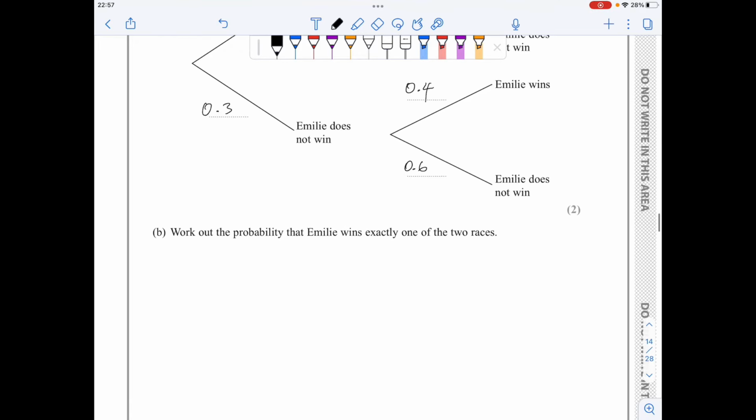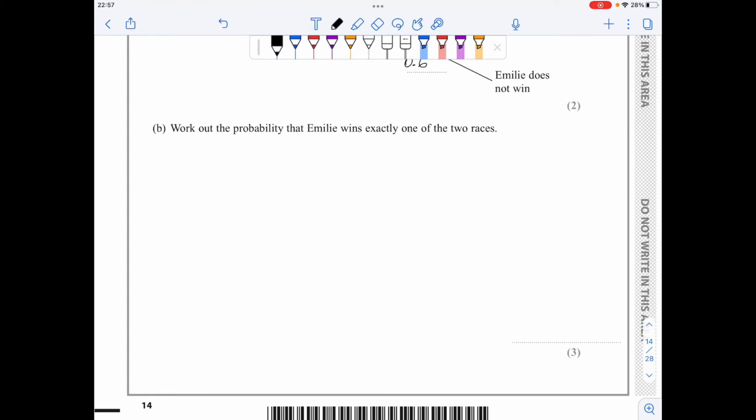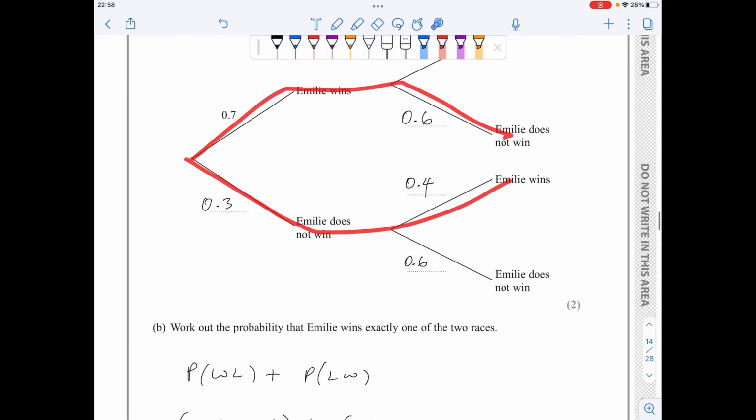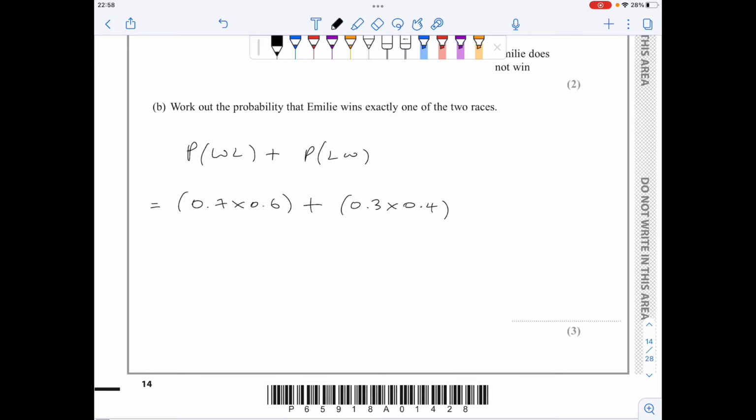Now in part B, I need to find the probability that Emily wins exactly once. So probability win-lose plus probability lose-win. This is equal to 0.7 times 0.6 plus 0.3 times 0.4. These are the probabilities here: win and lose, or do not win and win. This is what I am multiplying, and adding the two branches. So this will give me 0.42 plus 0.12, which is 0.54.